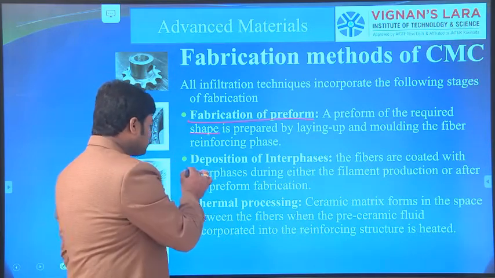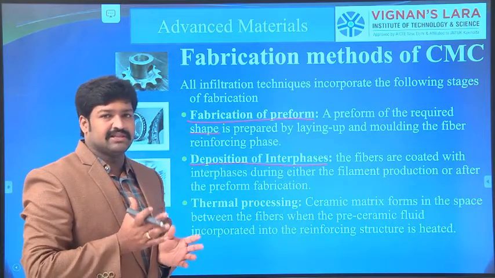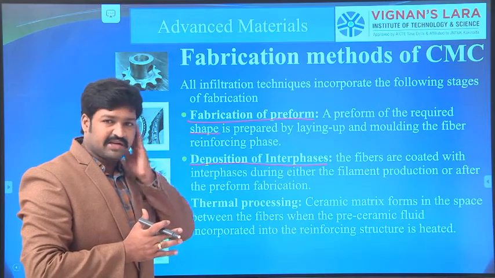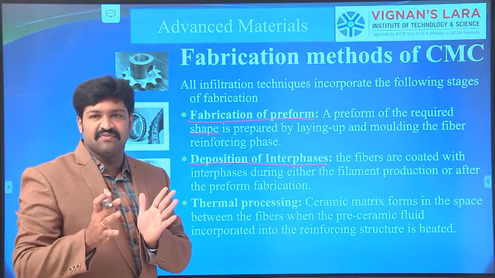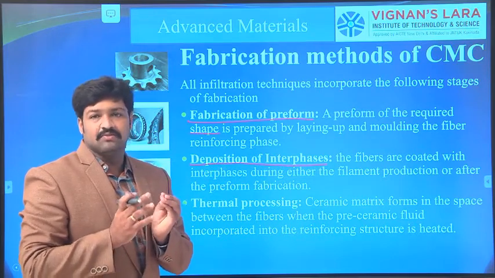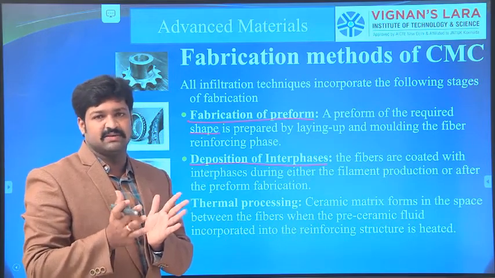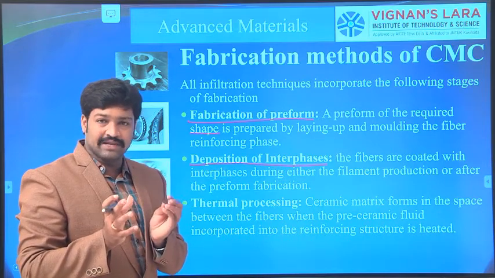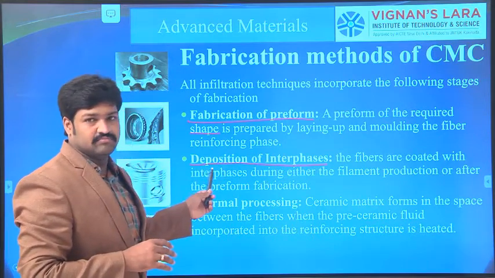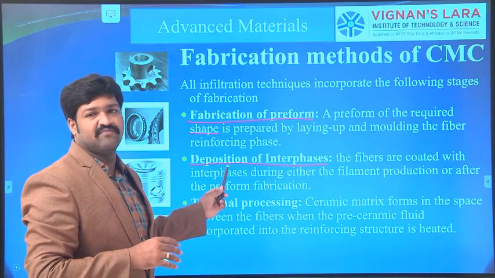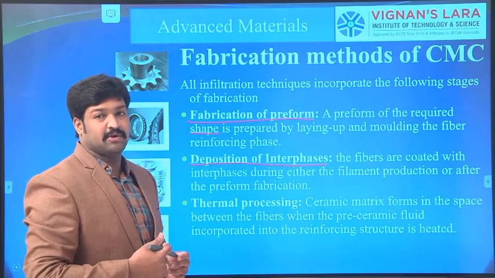The next one is deposition of interfaces. Here the reinforcement is mixing with the matrix material. In the earlier classes we discussed the interfaces. Interface is none other than a secondary coating. The fiber will not be in contact with the matrix material all the time. Some materials will not create a bond with the matrix material. It means there will be less bond between the reinforcement and the matrix. So to create a good bonding between the reinforcement and matrix materials, we are adding a third material. It means apart from our reinforcement and matrix, we are adding one more material. Those are called interfaces. So the second step is the deposition of interfaces.